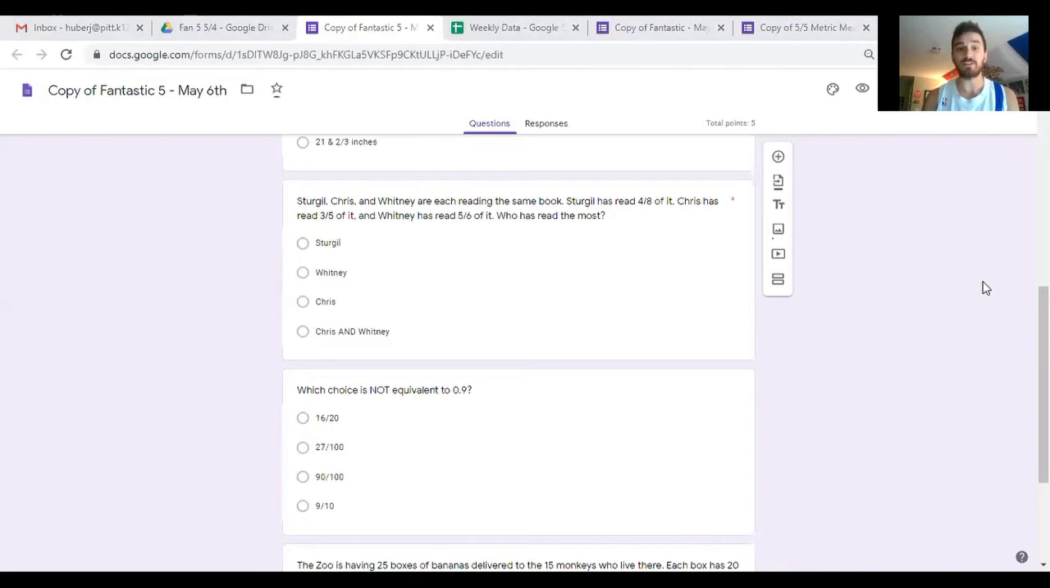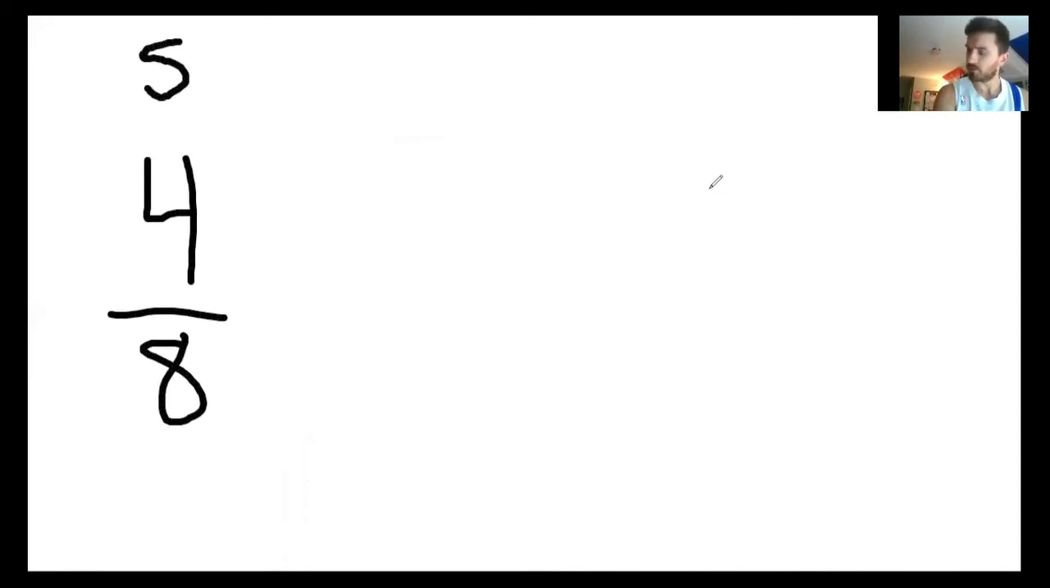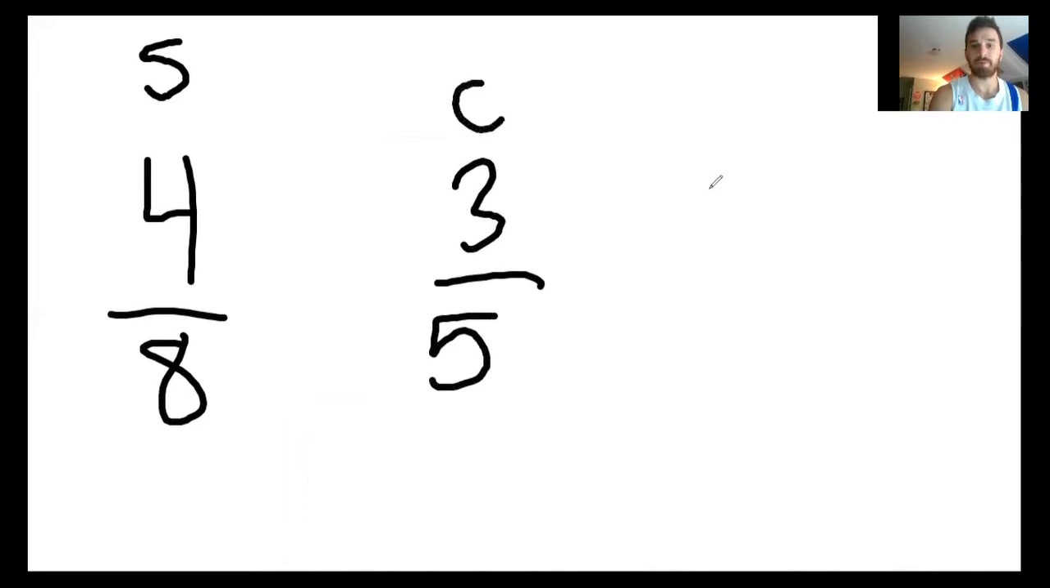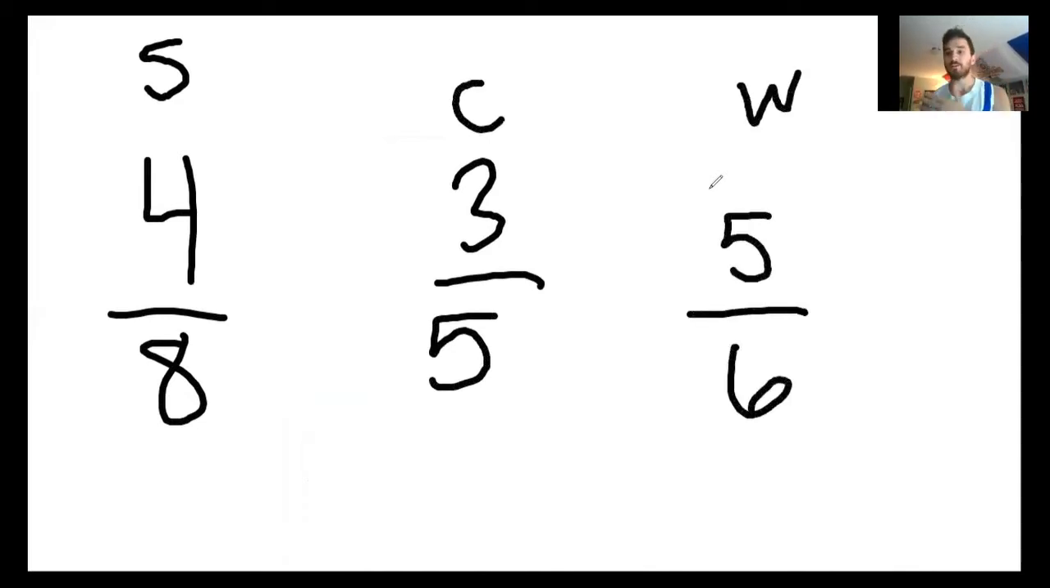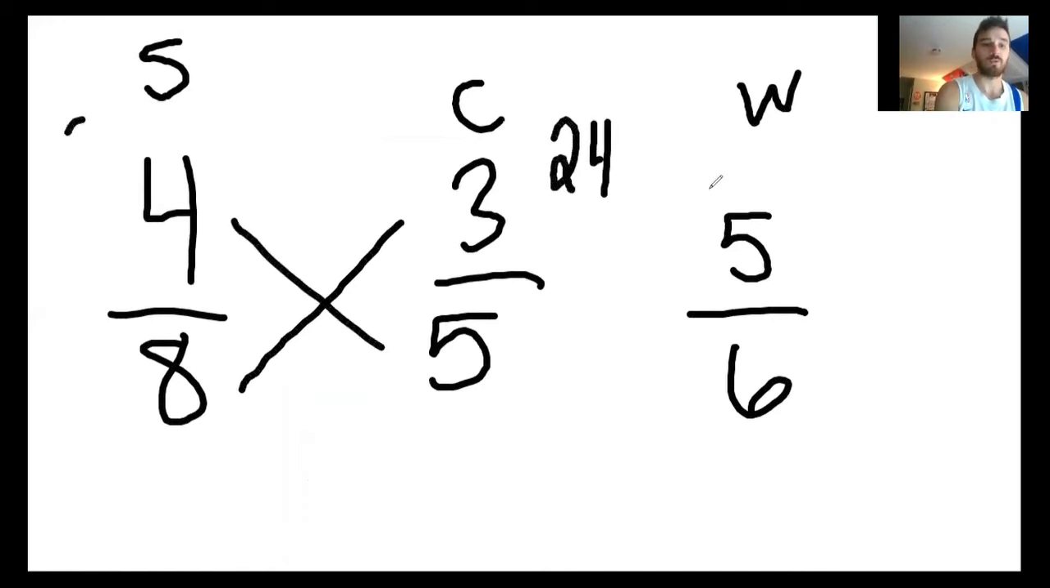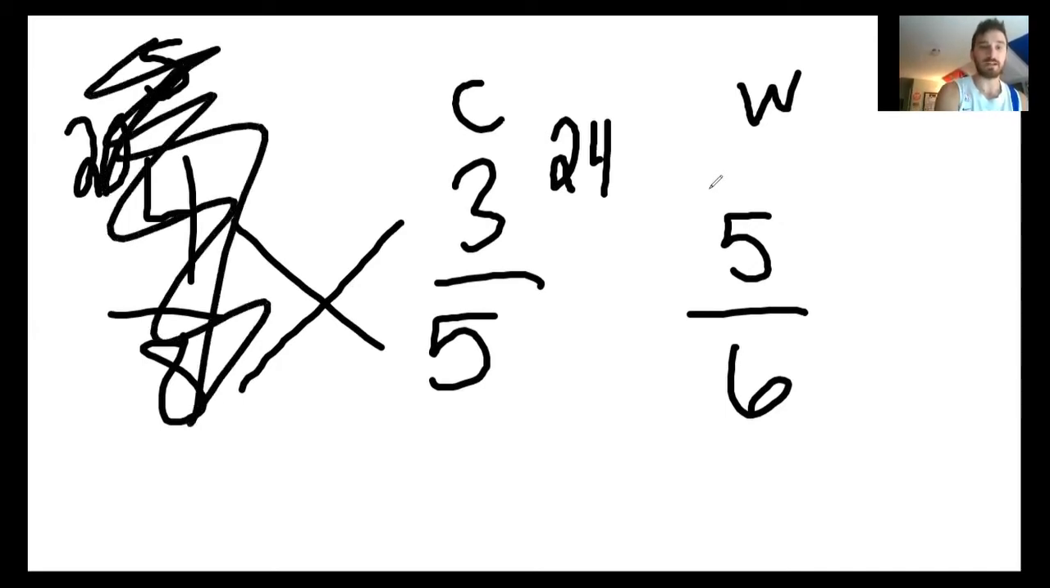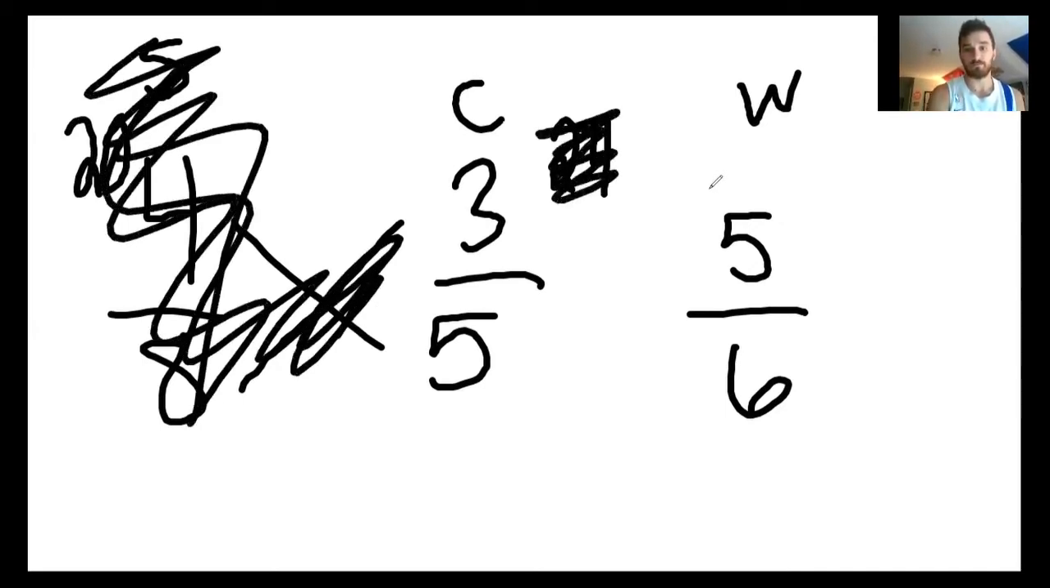I've actually been given the fractions that it wants me to compare. Sturgill read 4/8. Chris read 3/5. Whitney read 5/6. And then all I got to do is cross multiply. They gave me what I needed. So we'll start with Sturgill and Chris. 8 times 3 is 24. 5 times 4 is 20. Looking at those two gentlemen, Sturgill would be eliminated because Chris read more than him.